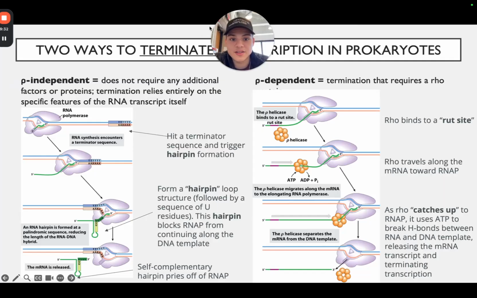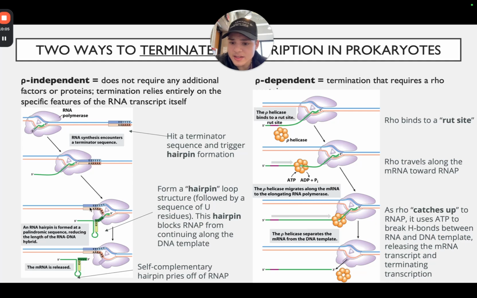There are two ways to terminate transcription in prokaryotes. The first way is rho independent. This symbol is the Greek symbol for rho, and then there's rho dependent. Rho independent means it doesn't require any additional factors or proteins, and termination relies entirely on the specific features of the RNA transcript itself. For example, as you can see in this diagram, there's elongation, and then we reach a terminator sequence, and the RNA transcript forms a hairpin loop. This hairpin loop basically dissociates itself from the RNA polymerase, and the mRNA is released.